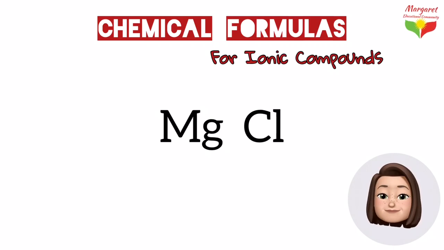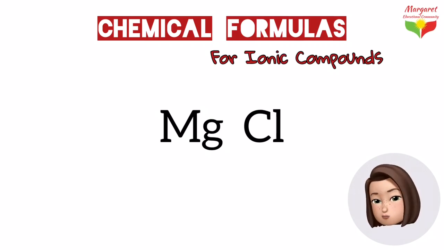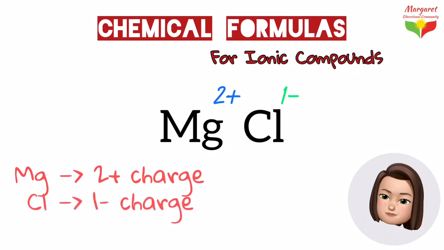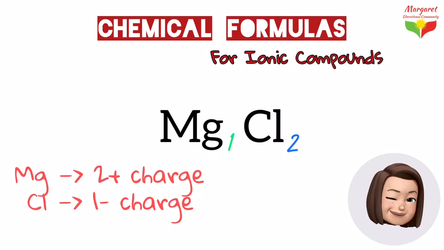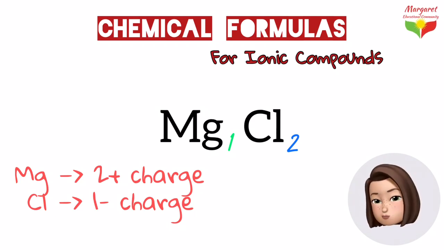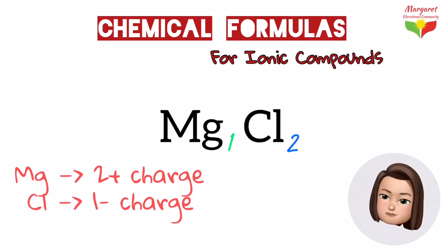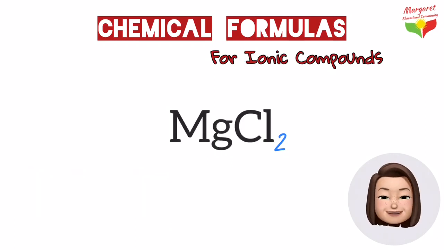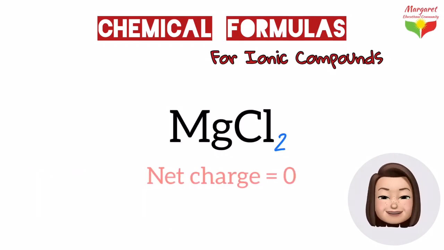Now we have magnesium chloride. Magnesium has a charge of 2 positive. The chloride ion has a charge of 1 negative. Now switch these 2 into subscripts and write them down below next to the other atom. We get Mg1Cl2. So the chemical formula for magnesium chloride is MgCl2. In this way, the overall charge of MgCl2 is 0.